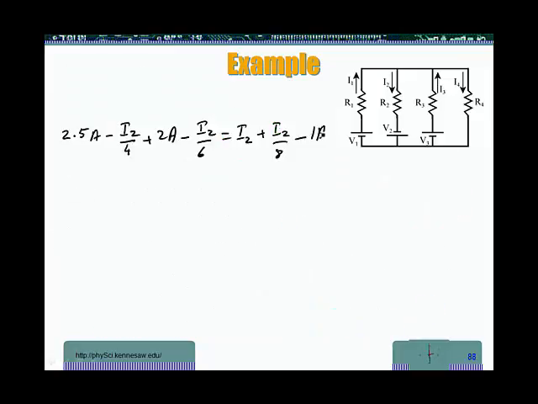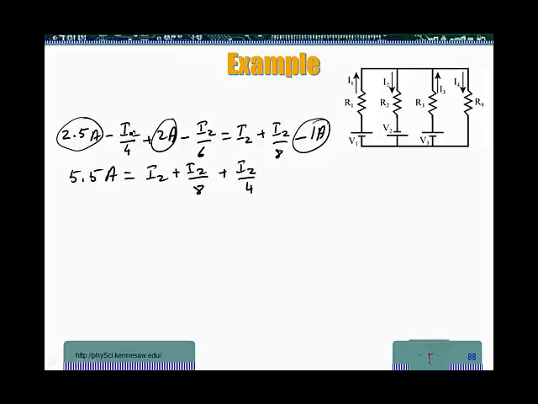To this side, we are going to group all the I2 terms in one side and all the other terms in the other side. So I have 2.5 plus 2 plus the minus 1 from the other side will become plus there. So we are going to get 5.5 amps is equal to I2 plus I2 over 8, and then plus this I2 over 4, and then move on this one, that's plus I2 over 6.